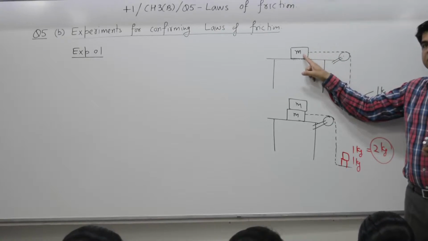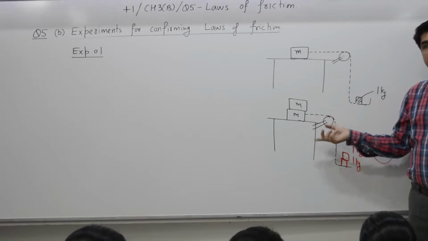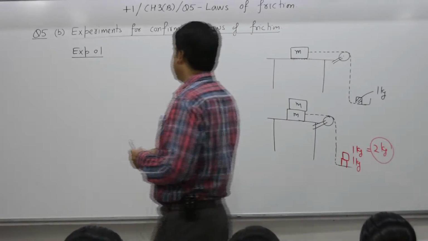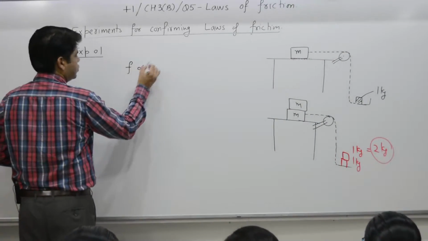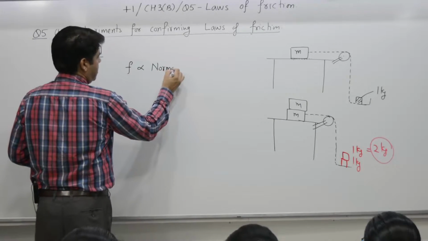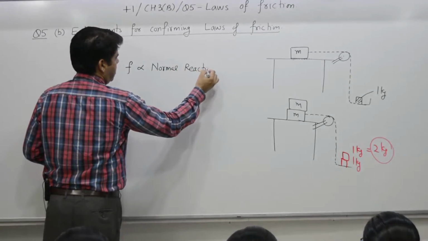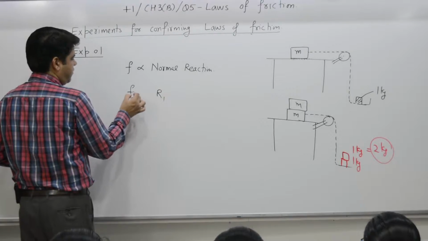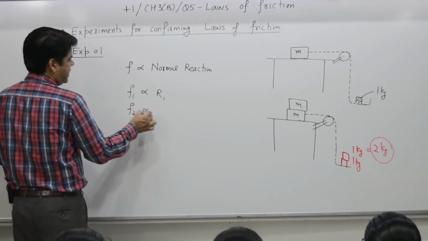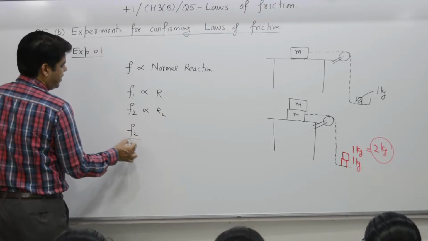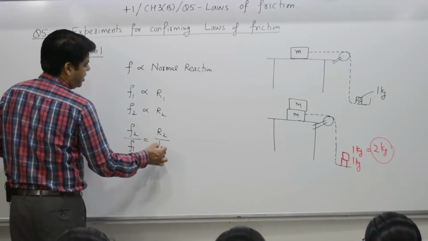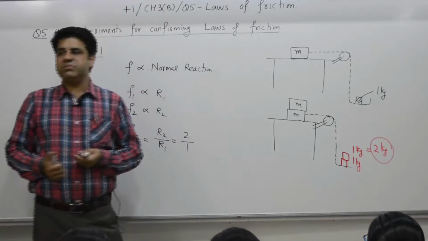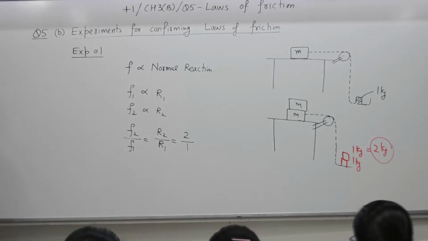What was the normal reaction in the first case? mg. In the second case it is 2 mg. Normal reaction in the second case is 2 times. Rest of the parameters remain the same. That means it is confirmation of what? Friction is proportional to normal reaction R. In the first case R1, F1 is proportional to R1; in the second case R2, F2 by F1 is equal to R2 by R1. How many times? 2 times. Friction in the second case comes out to be how many times the first case? 2 times. Time with you is 3 minutes.